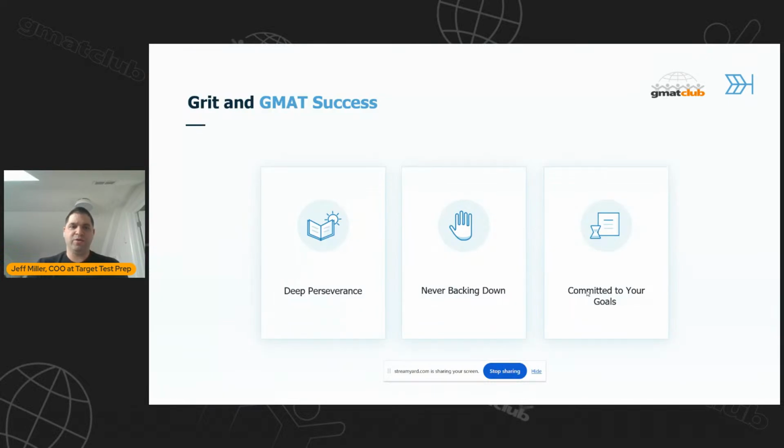All right, grit. Well, we kind of talked about this already. It just means you're going to do whatever is necessary to get to where you need to be with this GMAT Quant. Just persevere. Don't let the bad days push you back too far. It's okay if they do to a degree, but it can't allow you to quit the GMAT altogether. You always have to keep moving forward.